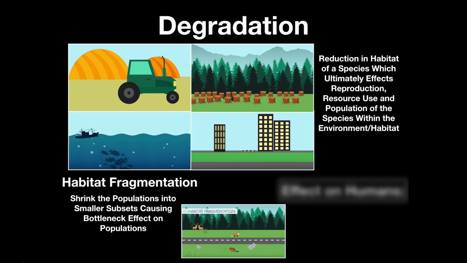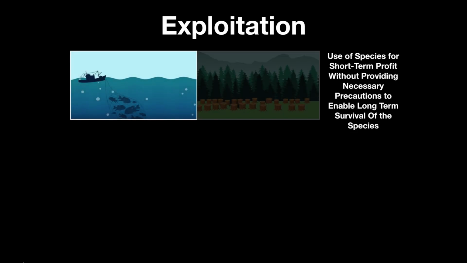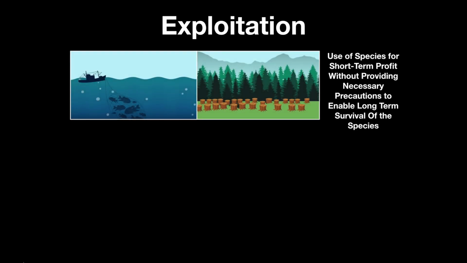Now, if we're thinking about degradation and its impact on humans, well, it's going to reduce animal and plant populations, which are required for food and resources, which are necessary for us to live and sustain a healthy civilization and environment. Now, exploitation is when we're using species short term for profit without necessarily putting in the precautions necessary for those species to survive long term.